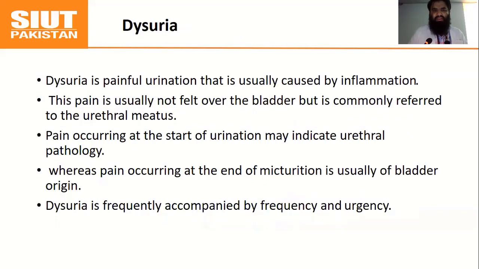Dysuria is painful urination that is usually caused by inflammation. Pain is usually not felt over the bladder, but is commonly referred to the urethral meatus. Pain occurring at the start of urination indicates urethral pathology, and pain at the end of micturition is of bladder origin. Dysuria is frequently accompanied by frequency and urgency.